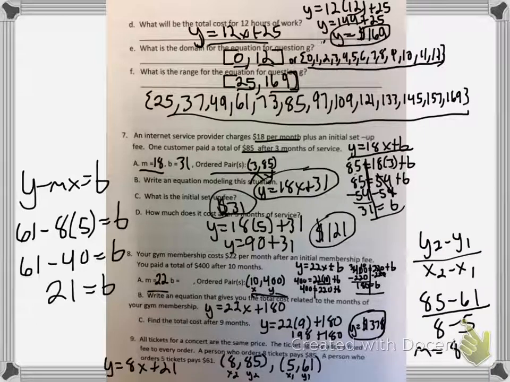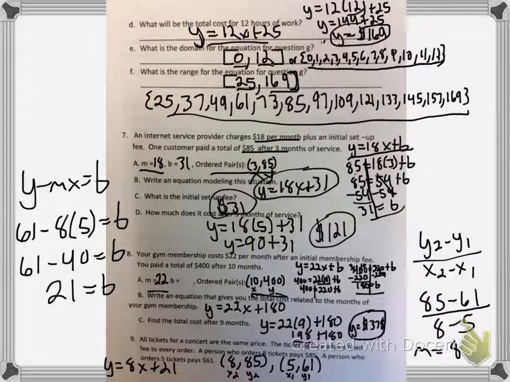Find the cost after 9 months. Plug in 9 for x. 9 times 20 is 180, plus 200 is 380. And my equation, no, $380.